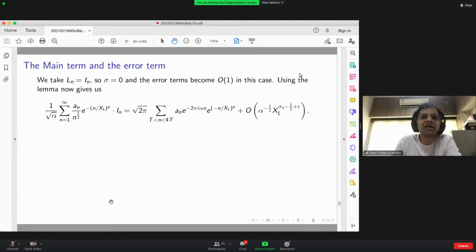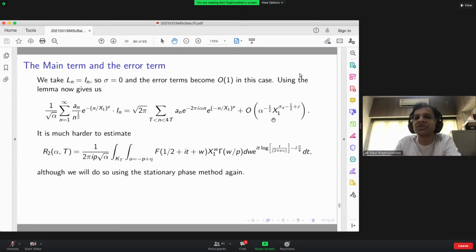So if I just apply this, the transform actually becomes this summation a n e to the minus 2 pi i alpha n times some rapidly decaying term, and then I get some estimate like this, alpha to the minus half x1 to the sigma minus half plus epsilon. Roughly, x1 has size t. So this has size t to the sigma a minus half. But the left-hand side is t to the sigma a minus half minus epsilon for every epsilon.